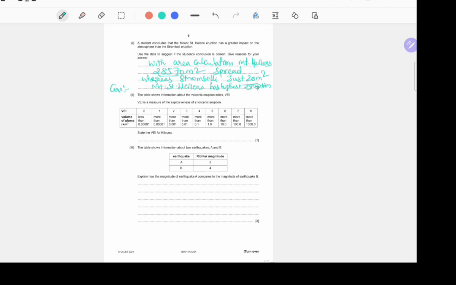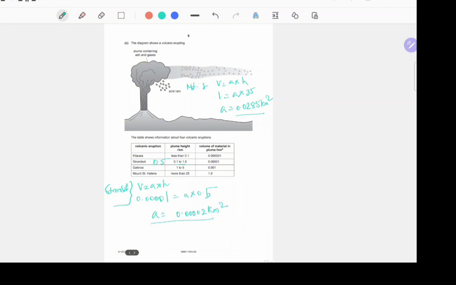Okay, next question. The table shows information about the volcanic explosivity index, VEI, for different volumes they have given. With the scale that has been given, state the VEI of Kilo. So for Kilo, how much is the volcanic eruption VEI? Just by comparing this. One minute, I will conclude for the volume.